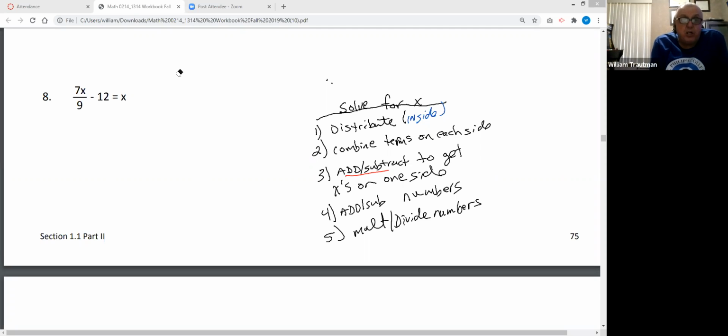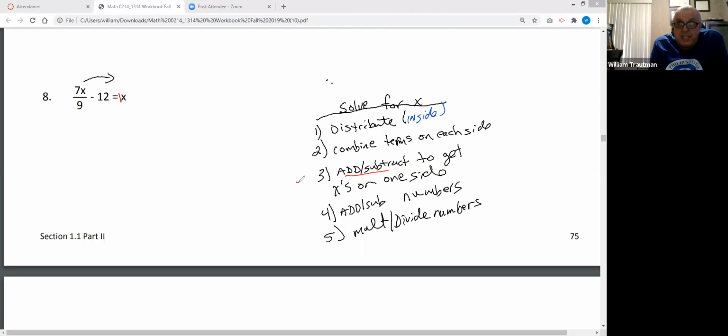Add or subtract to get all the x's to one side. I'm going to take, it really doesn't matter which way you go. I like it this way because the number's over here. I want to take this 7/9 x to that side. And don't forget, this is 1x. You know, x by itself is 1x. I don't want anybody to forget that.